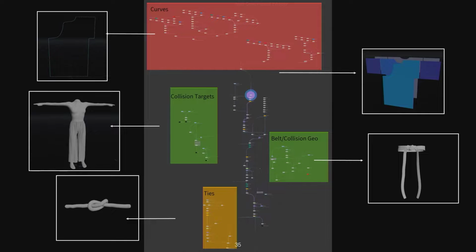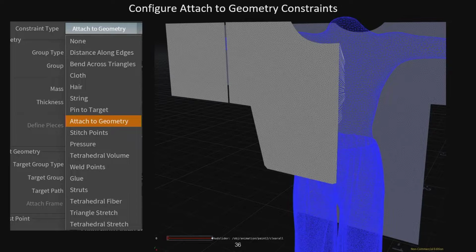And here is the network view of the entire cloth setup. So we have our curves, we have our collision target, and then we're solving the cloth. And then we're adding in our finer details with the ties at the end. The red part is the outline curves, the actual shape of the top, and the collision target, and the green part on the right is the belt and the ties.